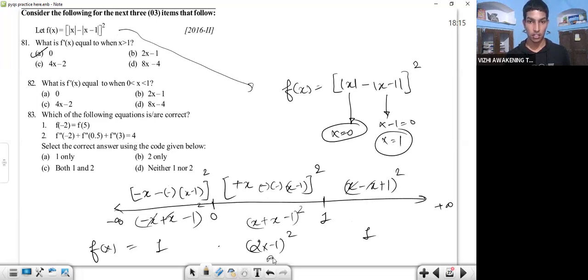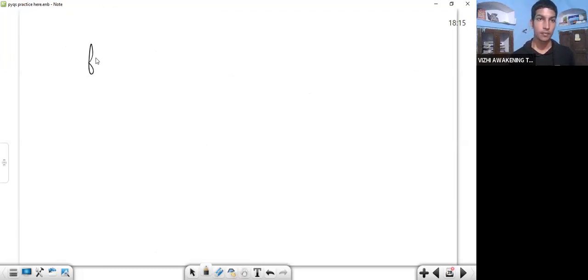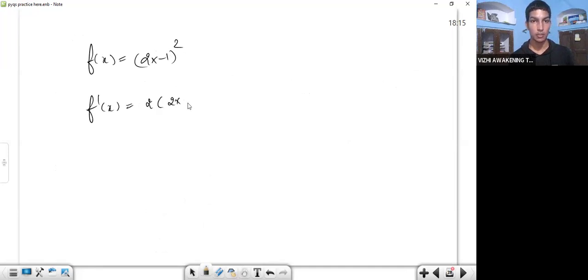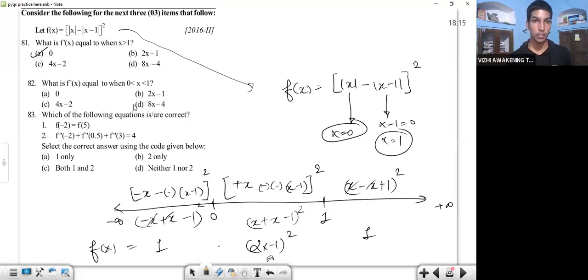So this is the function. Let's differentiate this. f of x is equal to 2x minus 1 whole square. Differentiating it, the power will come ahead, 2 into 2x minus 1 into the derivative of this, which is 2. So it is 4 into 2x minus 1, that is 8x minus 4. This is the correct answer.